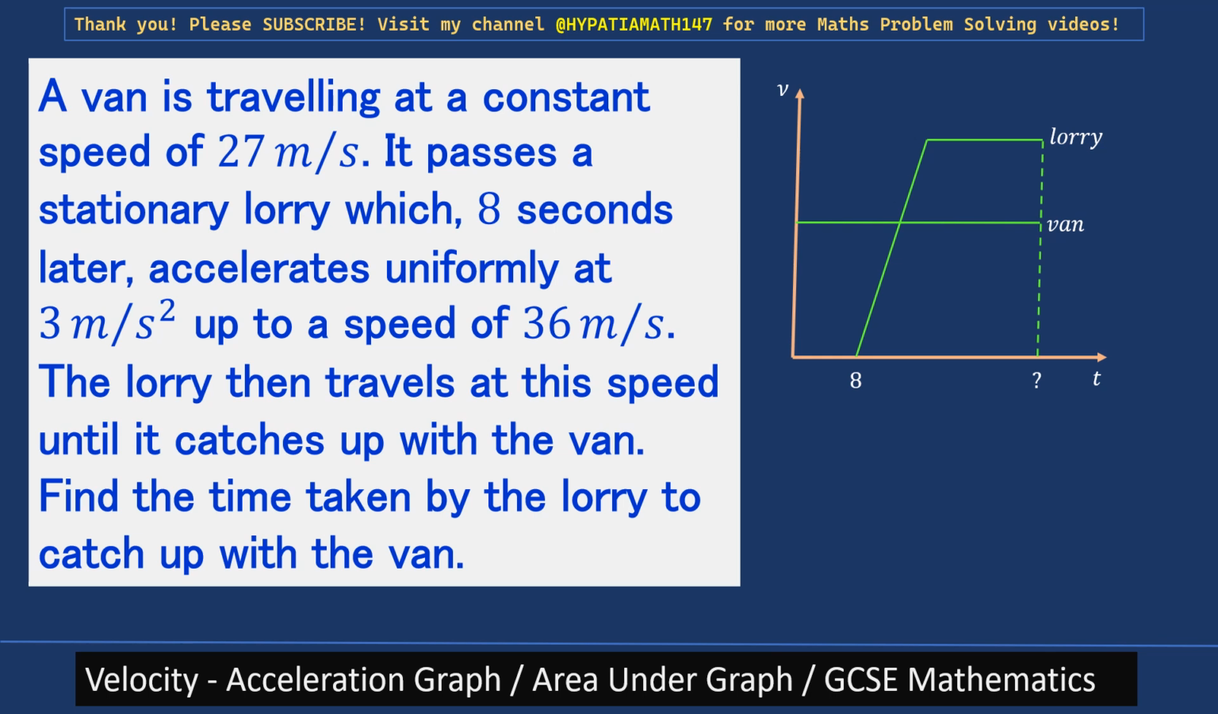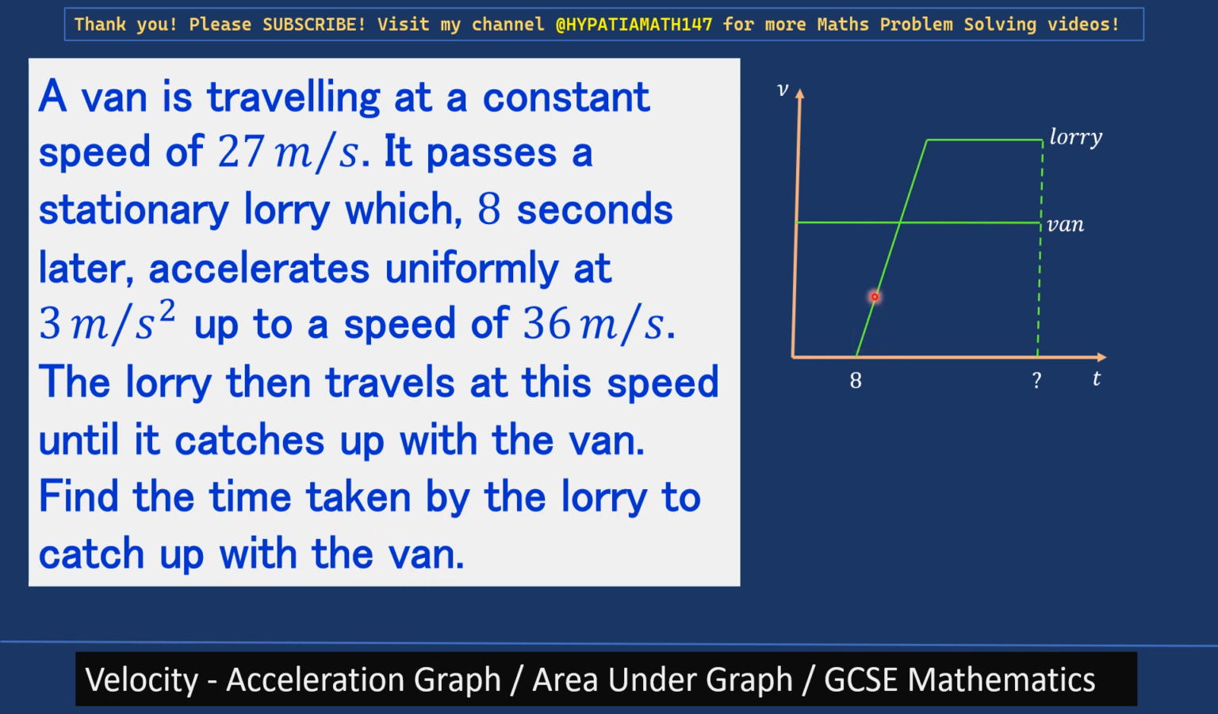A van is traveling at a constant speed of 27 meters per second. It passes a stationary lorry, which 8 seconds later accelerates uniformly at 3 meters per second squared up to a speed of 36 meters per second. The lorry then travels at this speed until it catches up with the van. Find the time taken by the lorry to catch up with the van.